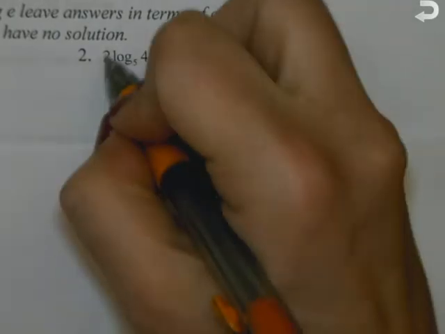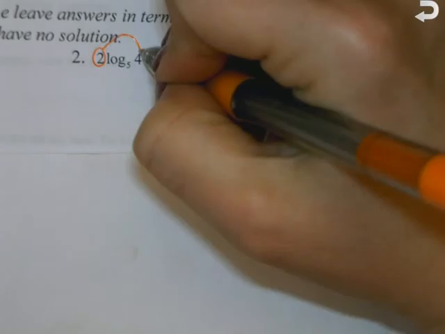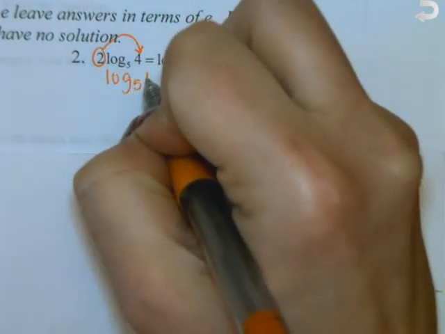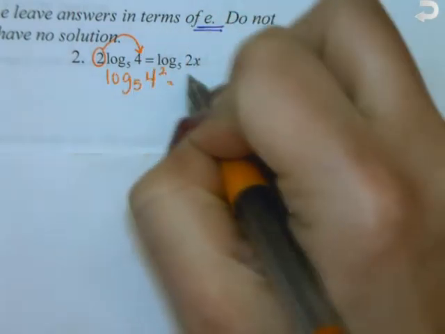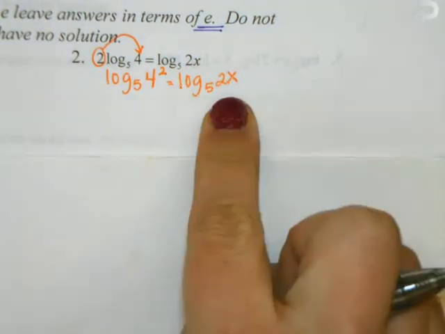All right, so number 2, we have 2 log base 5 of 4 equals log base 5 of 2x. Do I have just logs on each side? No, I have this 2 in front. So what do I have to do before I can drop my bases? Do the exponent. So this is going to be log base 5 of 4 squared equals log base 5 of 2x. And I do want you to write that step.